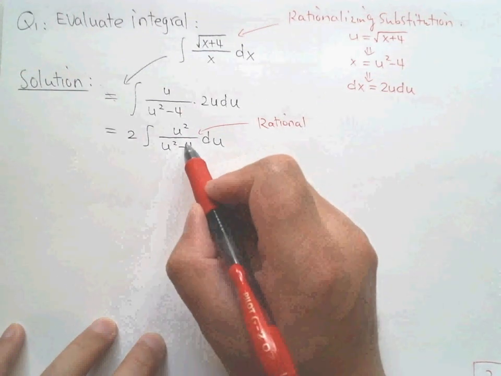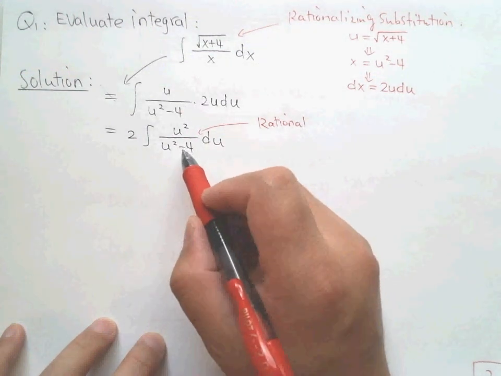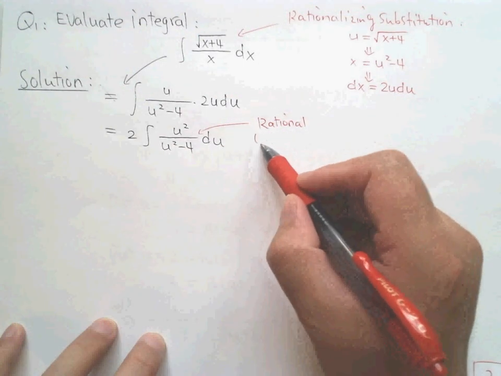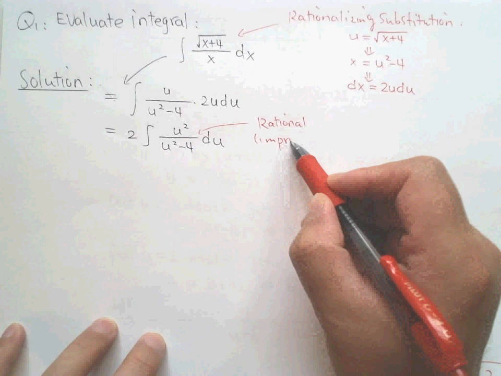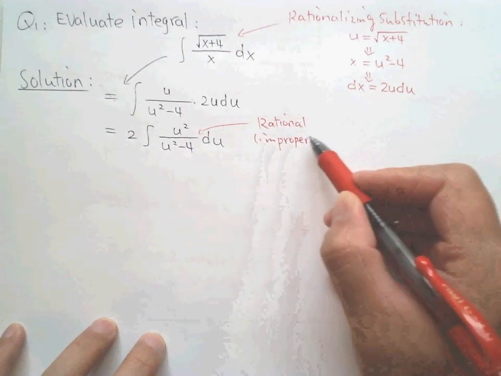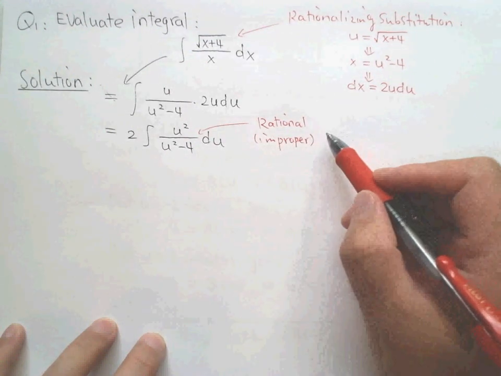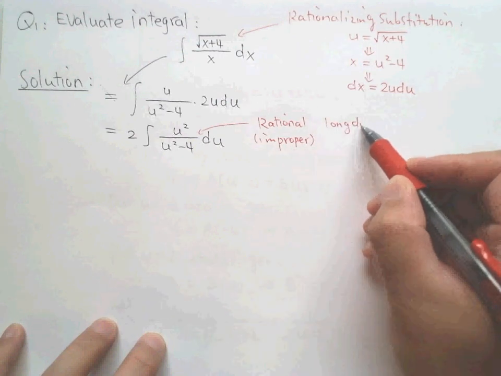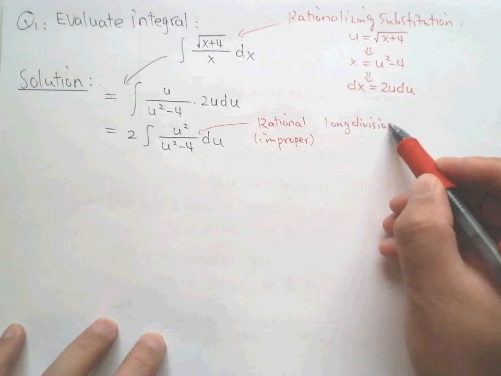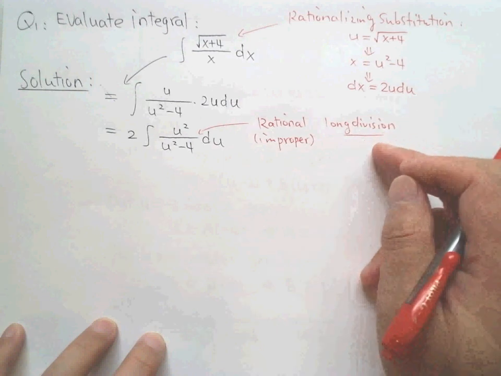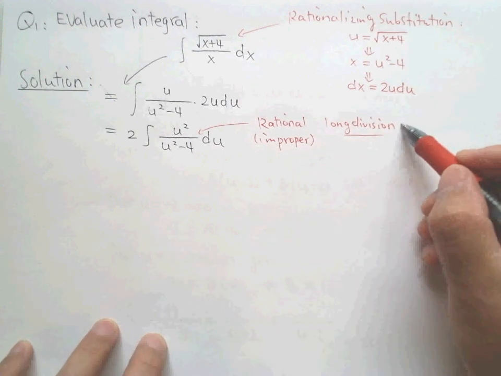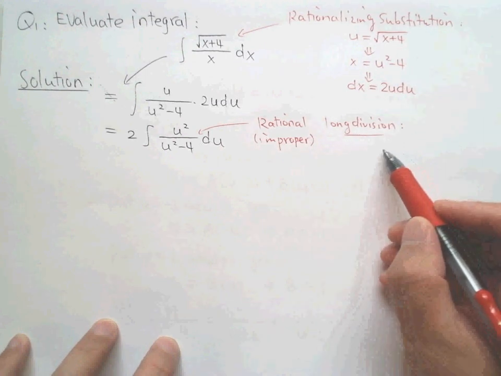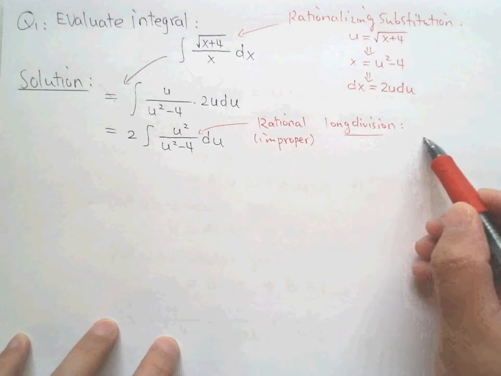But be careful. We cannot directly use the partial fraction because this is not proper. This is improper. So what do we need to do with an improper one? Long division. Remember that? We learned long division from 171. So here I show you all the details. The long division is this.